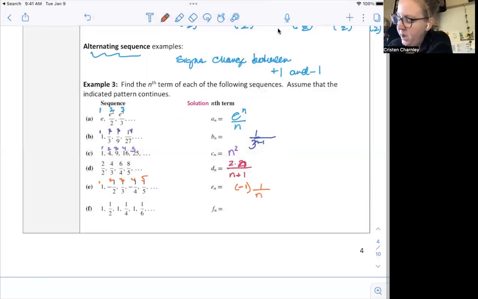Now, I want the numerator to change signs, but it has to start with a positive. So I don't want this exponent to be n. So I can offset it by 1 and do like an n plus 1. There's a couple different ways to do that. But if I make the exponent n plus 1, then my first exponent would actually be 2, and -1 squared is a positive 1. Yeah, so I like that.